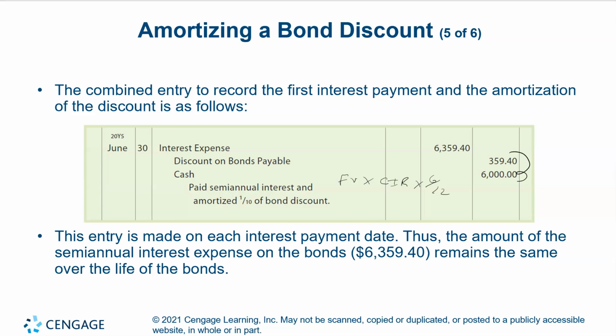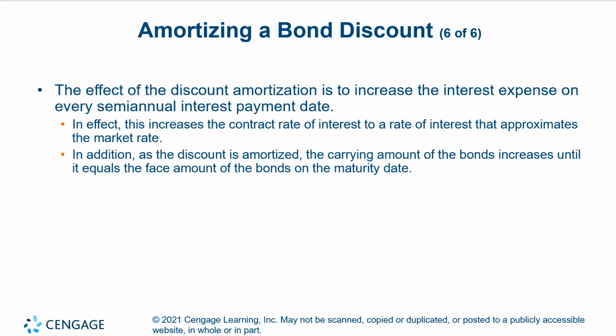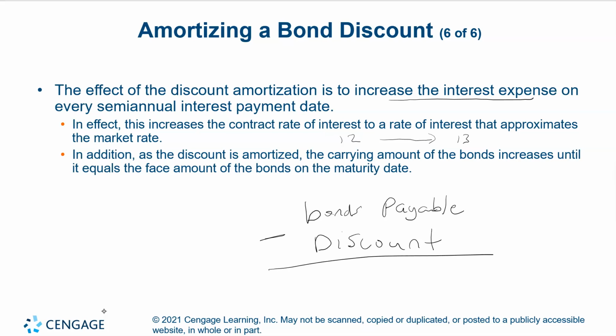Okay, so now let's look and see what the impact of this discount amortization is. Notice it increased interest expense every single semi-annual interest payment date, every 6 months. In effect, this increases the contract rate of interest to a rate of interest that approximates the market rate. Remember, we were trying to get from 12 up to 13%. That's why it increased our interest expense. In addition, as the discount is amortized, the carrying amount of the bond increases until it equals the face amount at the maturity date. So the carrying amount of a bond is equal to this. So we have our bonds payable minus the discount that's in the balance of the discount account gets you to your carrying value.